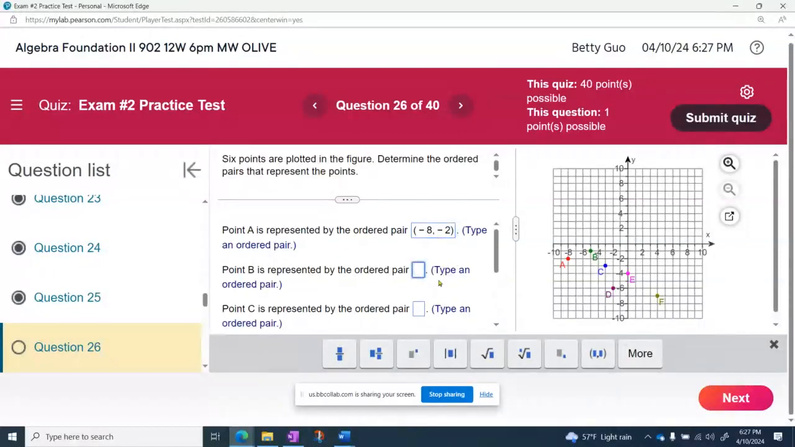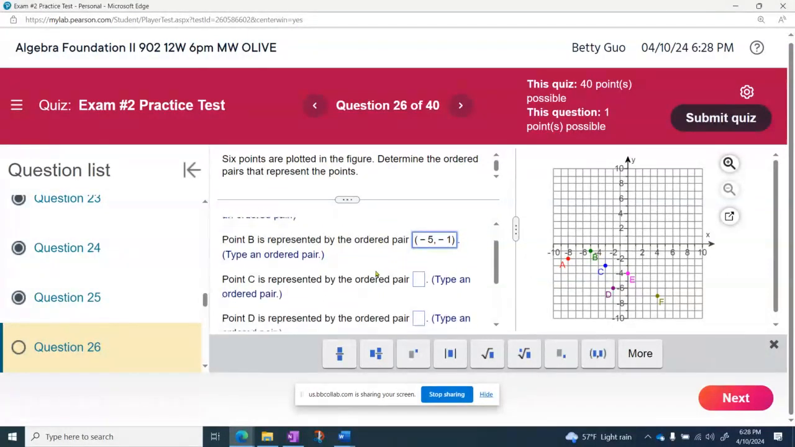And point B, where is B? Oh, this one. So 1, 2, 3, 4, 5. -5 comma -1. Let me know if you have a different opinion. -5 comma -1. That's B.